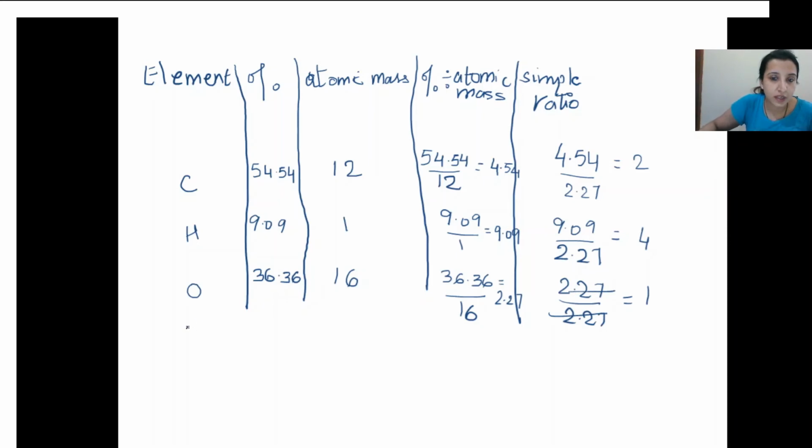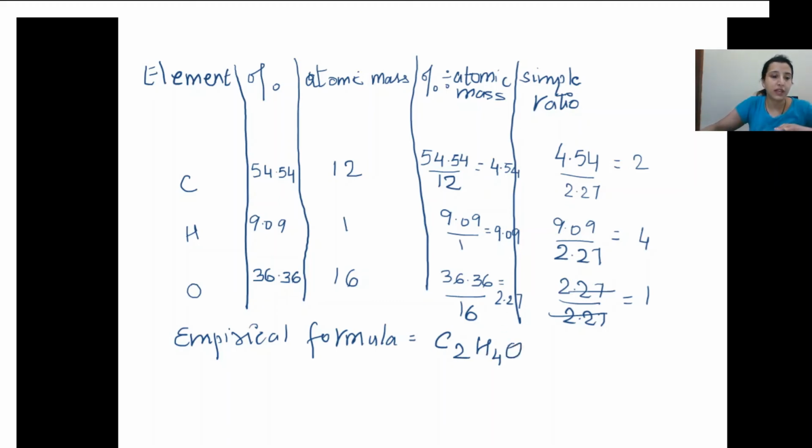So the empirical formula for this compound is C2H4O. I hope that's clear with everybody how to calculate the empirical formula. I hope it's remembered by everybody how to calculate the empirical formula of the compound.